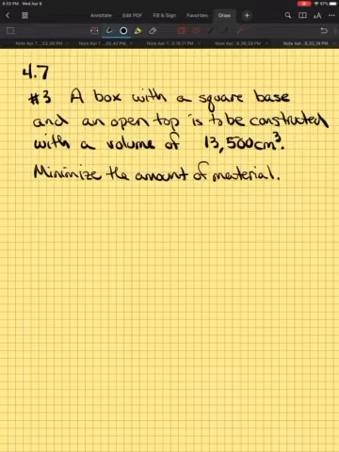This is a little more exciting than the Farmer Bob problems. But we have a box, and I love these problems. It's a box with a square base and an open top, and they want it to be constructed with a volume of 13,500 cubic centimeters. And what we need to do is minimize the amount of material that we use.